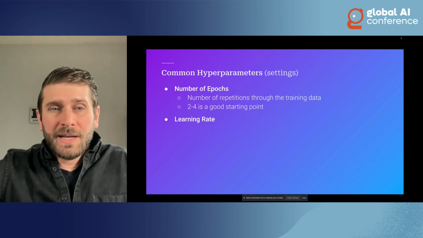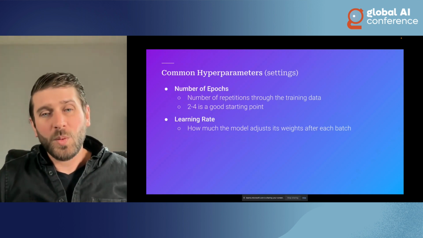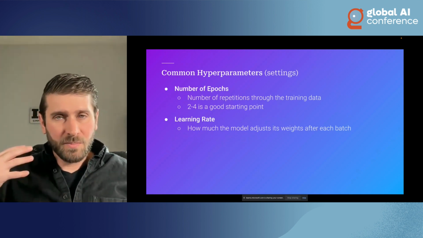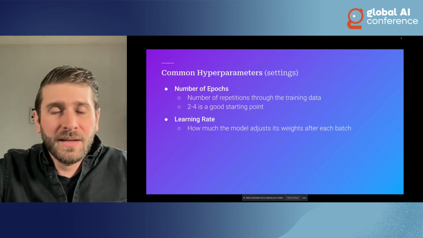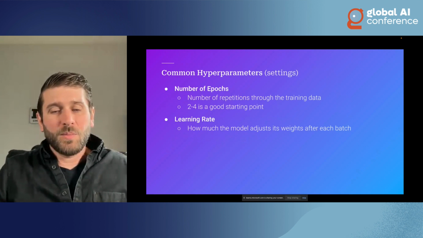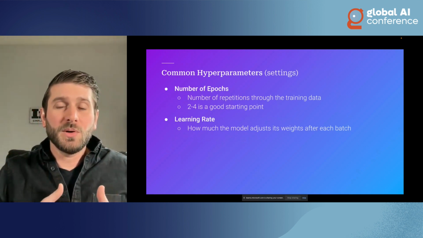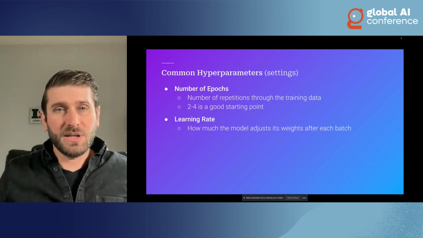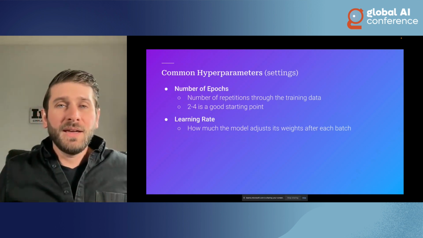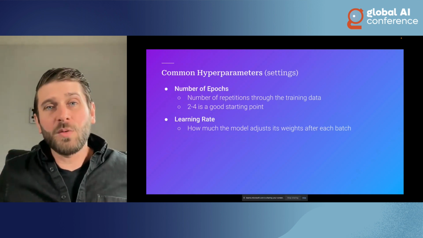Another common one is learning rate. The learning rate is how much the model adjusts its weights after analyzing each batch of your training data. So what's happening in fine tuning is that the model is predicting a token, and then it's comparing it to what your completion, your example actually shows. And then it's calculating what's called a training loss, which is essentially how wrong it was.